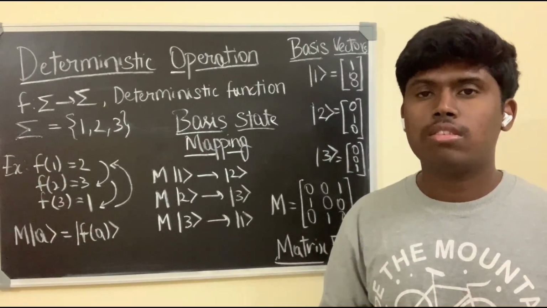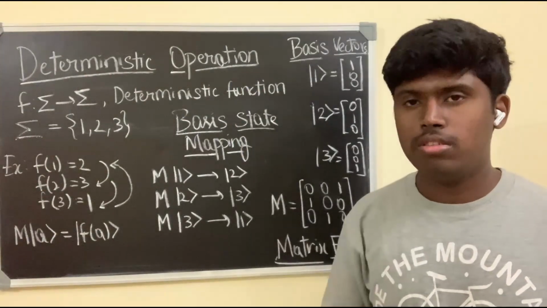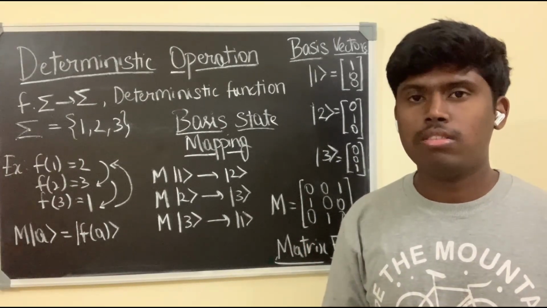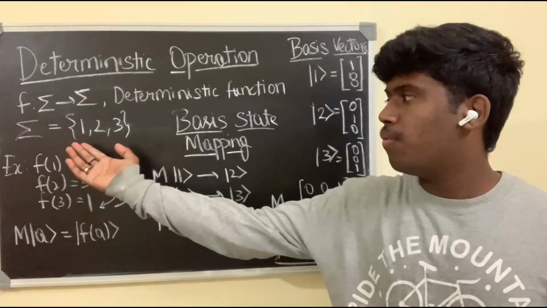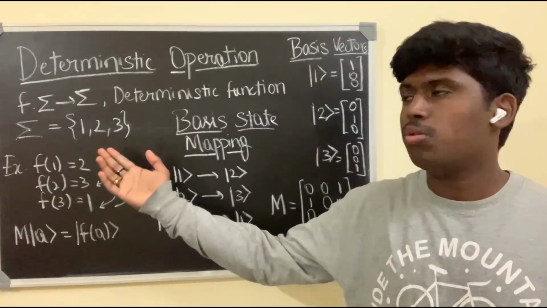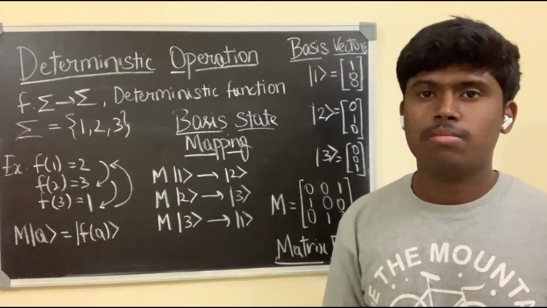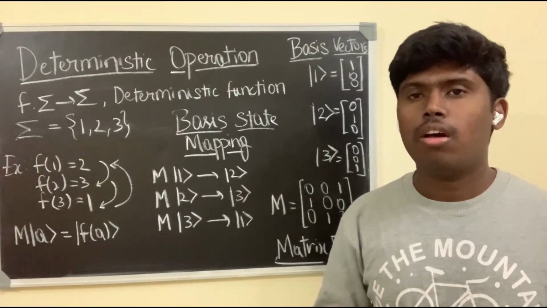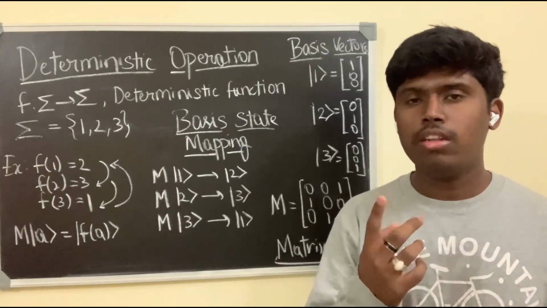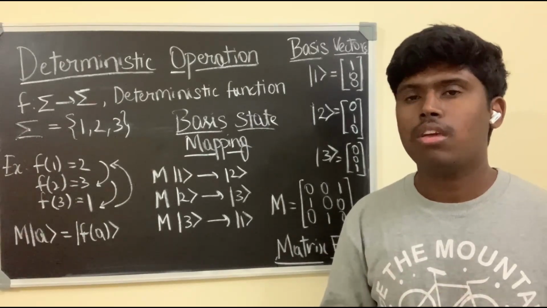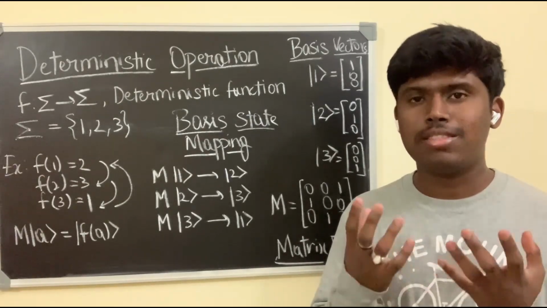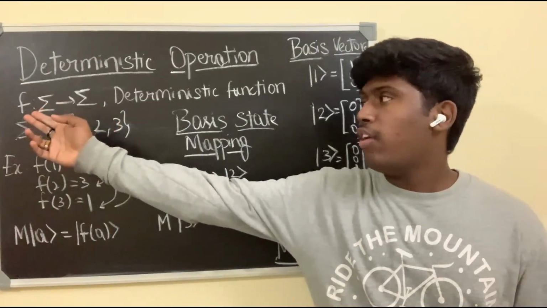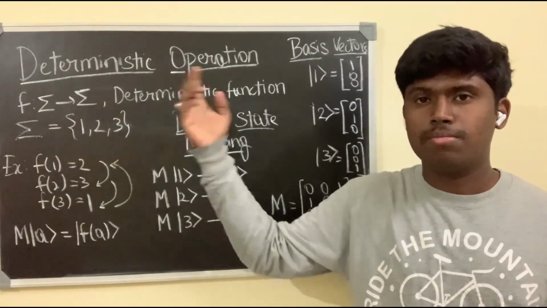Okay, now let's look at deterministic operations. First let's define the state space of the system, and we have given the state space to be 1, 2 and 3. A deterministic operation is simply an action where one state is pointed towards another state within the state space. Mathematically, we write this as f maps sigma to sigma.